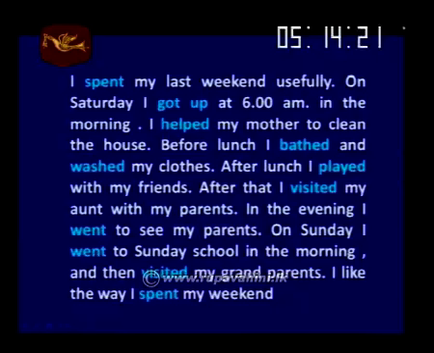Before lunch, I bathed and washed my clothes. The phrase "before lunch" is given there, so this child has used that. Before lunch, I bathed and washed my clothes.